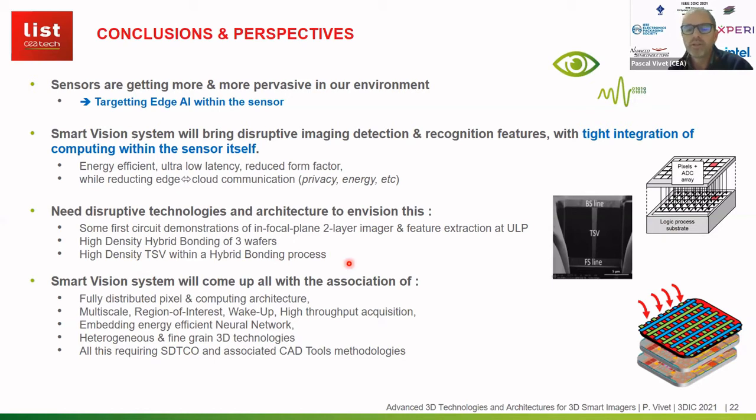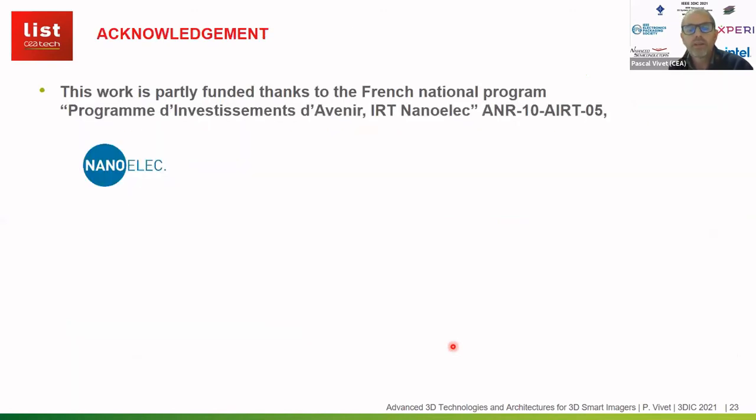This is a very good coupling in terms of logic density and TSV density in order to achieve the logic in the middle. And then in order to achieve that, we are currently designing this fully distributed pixel and computed architecture, integrating multi-scale, region of interest, wake-up, embedding neural networks. Of course, everything is heterogeneous with fine-grained 3D technologies. And to achieve this, of course, we need some SDTCO, so system design technology co-optimization and all the associated CAD tools methodologies. And we are working with our partners on that, on various topics to be able to achieve this in the coming period. So I would like to thank our partners through the IRT NanoElec program, and I will be pleased to answer your questions.